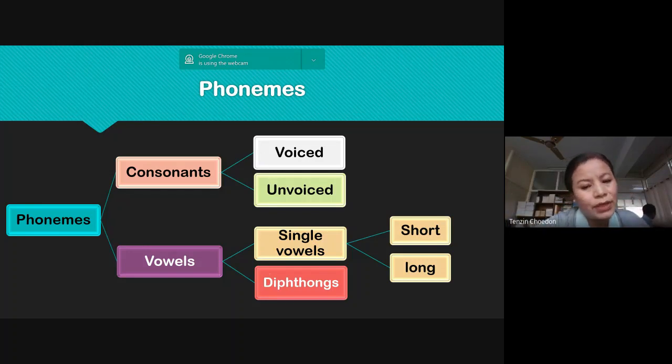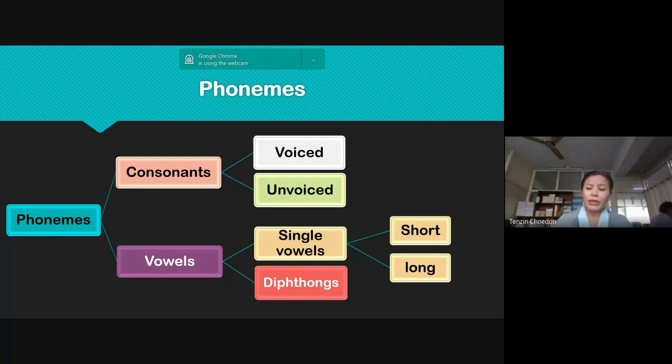The word here, di, suggests die, that means two. About diphthongs, we will learn later on when we discuss vowels, vowel themes and long vowels and all. In single vowels, we have short and long. Single vowels are also called monophthongs, like the double here is called diphthongs.